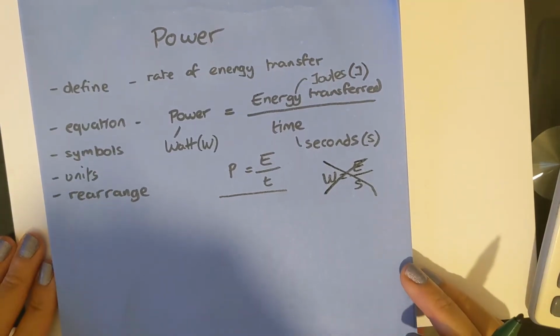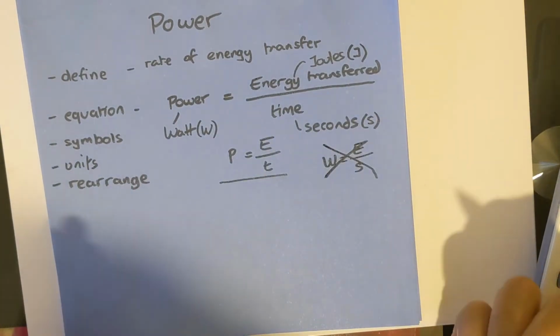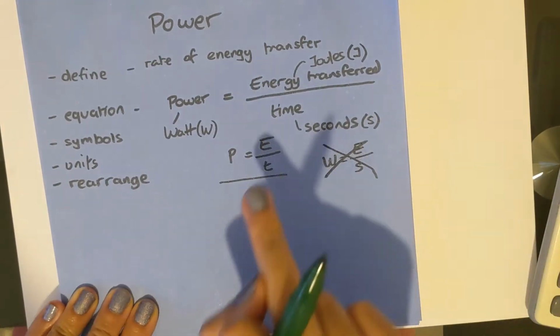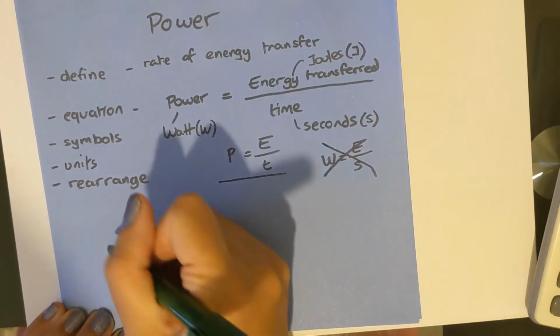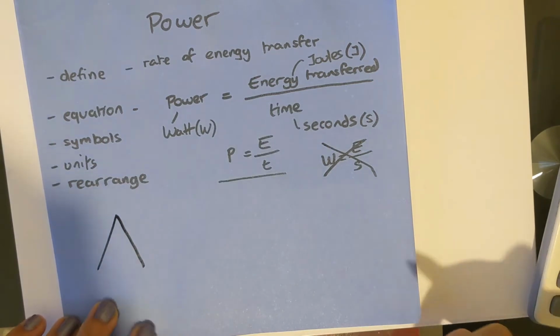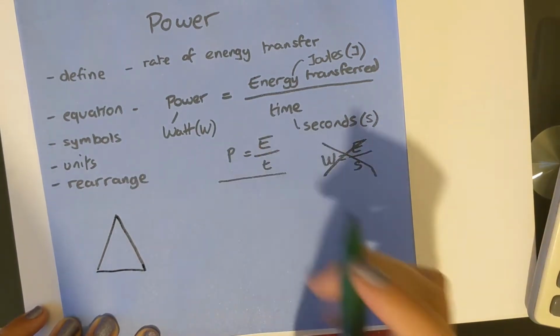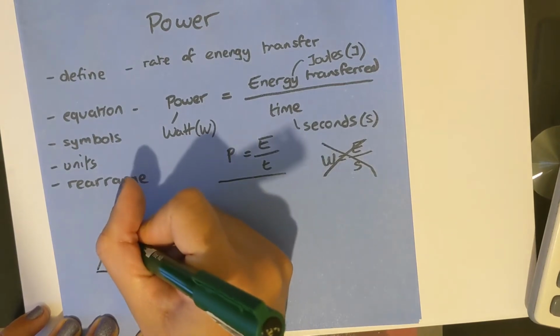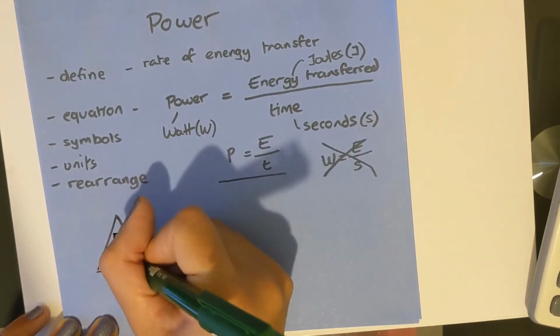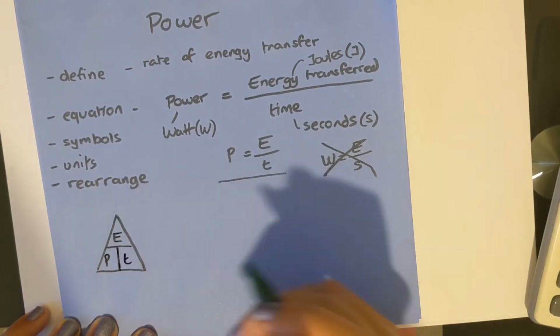Finally, we need to look at rearranging this equation. So there are two routes to rearranging equations in physics. For simple equations like this one, I would recommend a formula triangle. Okay, so we draw out our triangle, and the quantity that's at the top of the dividing line goes at the top of our triangle. In this case it's energy, and then the other two go at the bottom, so power and time.